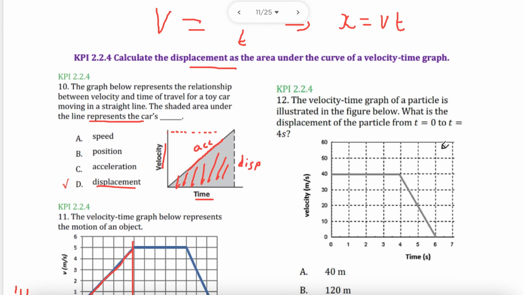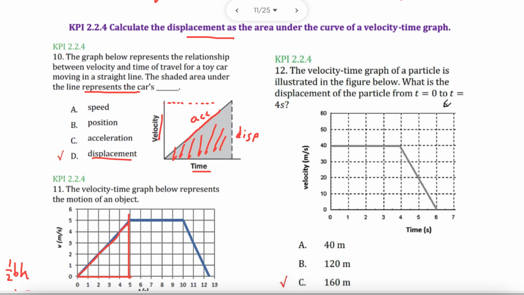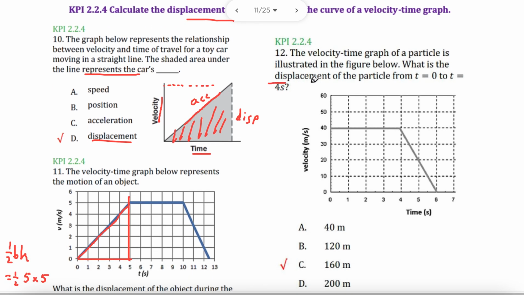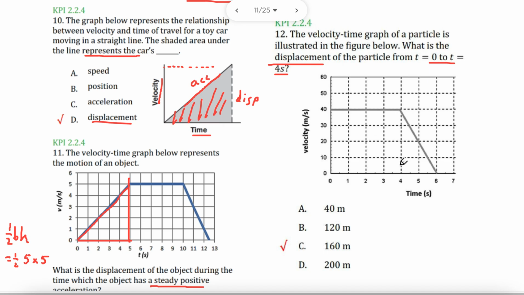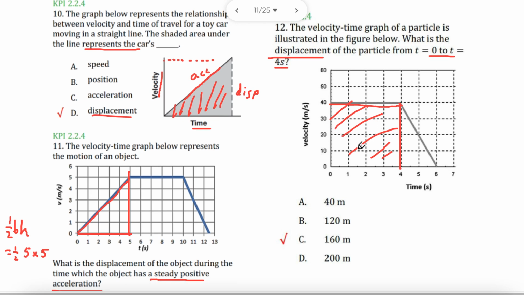I'll do that next. This is showing another velocity time graph. What is the displacement from 0 to 4? So from 0 to 4, I only need this displacement here, not that part. So again, it asks for displacement, which means area under the graph. It did not ask for acceleration, it's asking for displacement. Area under the graph, length times width.